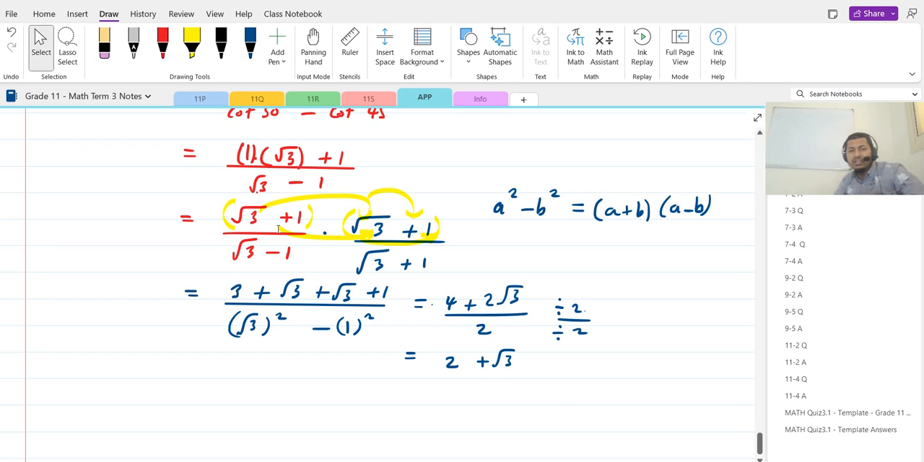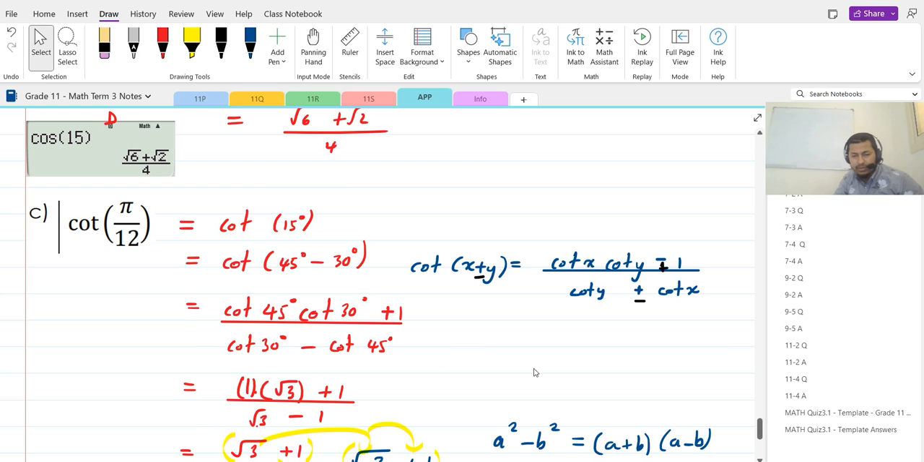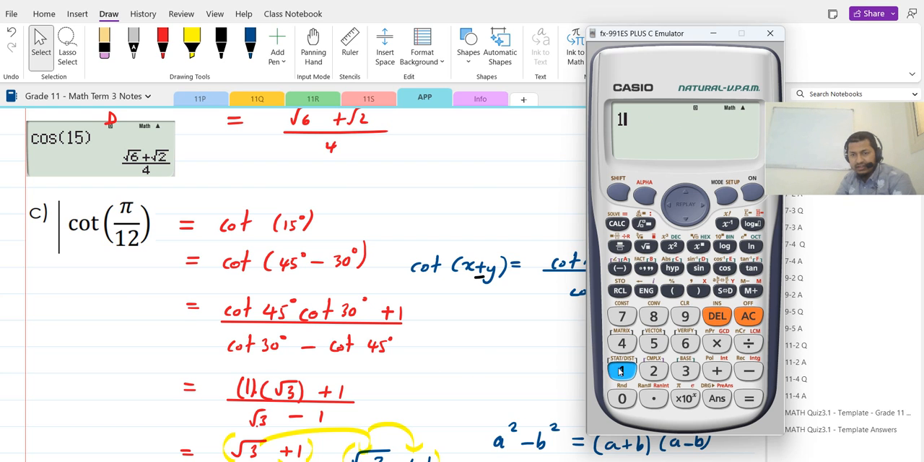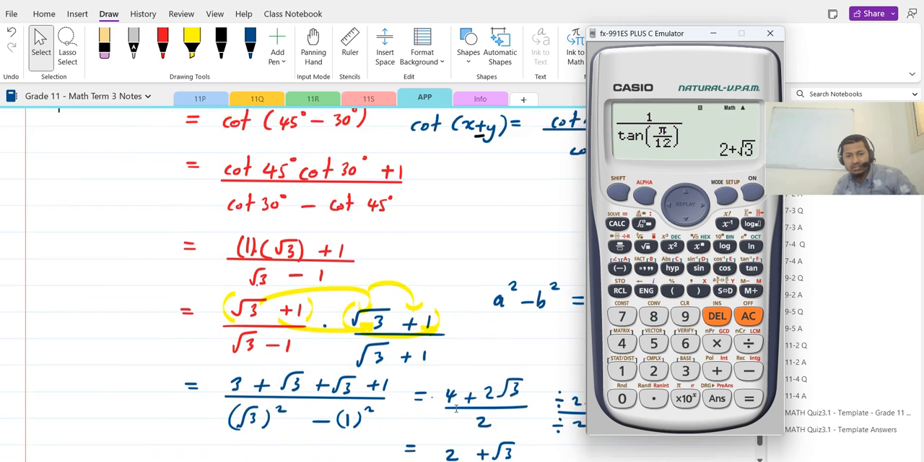Now how do we type this in the calculator? Cot pi by 12, easy. 1 divided by tan shift pi over 12, right? Because that's what cot is, 1 over tan. What's the calculator in? Degree mode? No, I need it in radians mode, right? So now I press equals, 2 plus root 3. That's my answer. That's it.